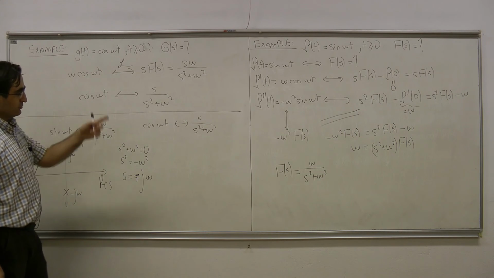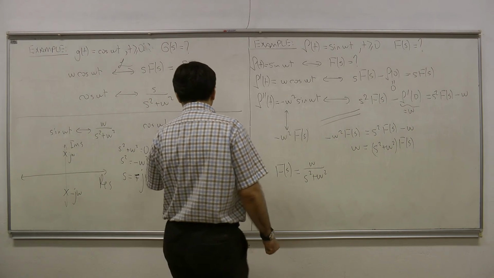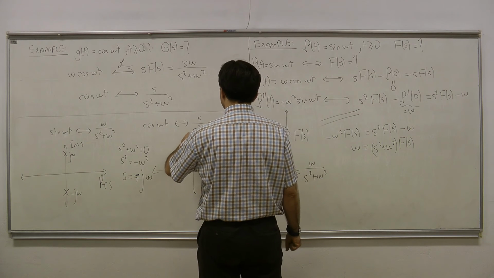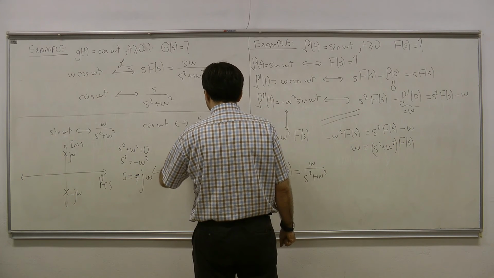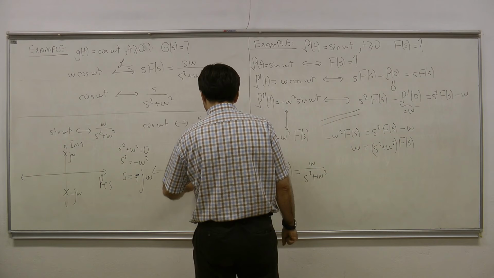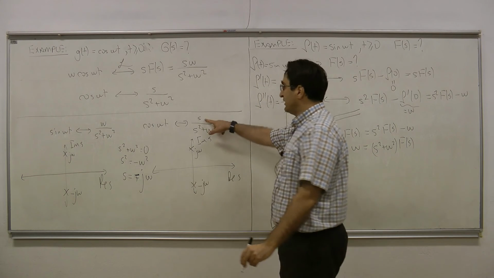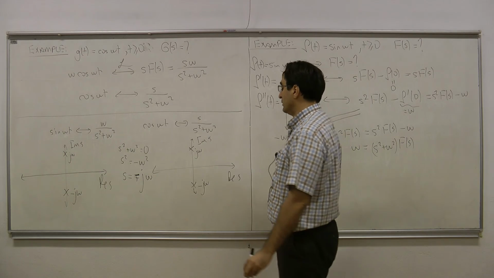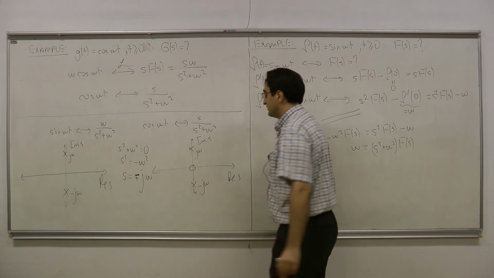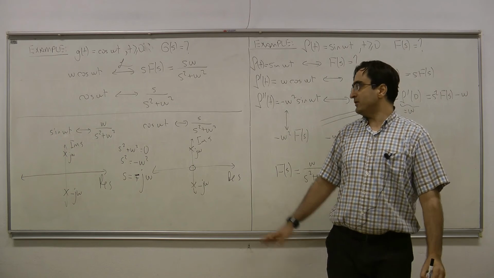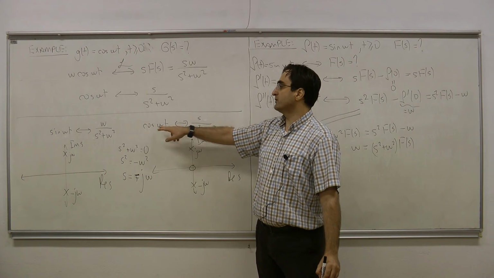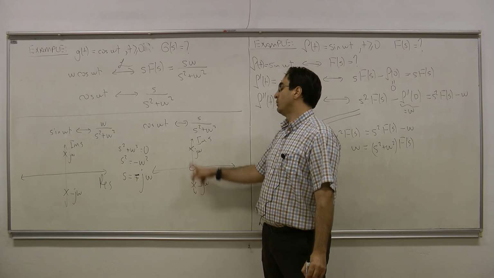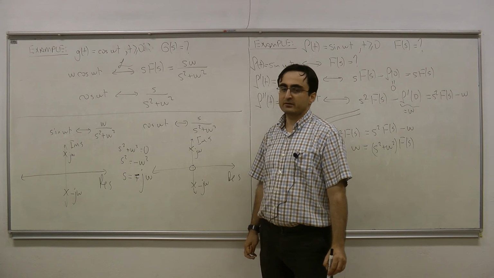Alright? Let us look at cosine here. It has the same poles here, j omega and minus j omega, but it has a zero, because the numerator is s, and it becomes 0 when s equals 0. So it has a zero at the origin. But this is an oscillation with constant amplitude, therefore it comes with poles exactly on the imaginary axis.